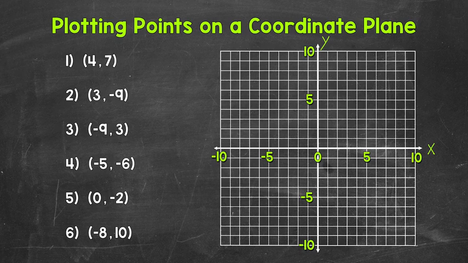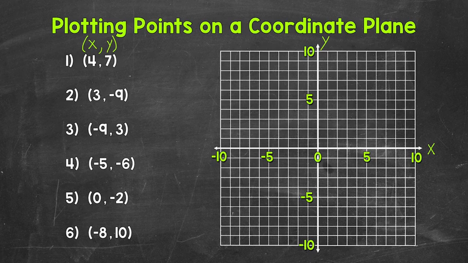Let's jump into our examples, starting with number 1, where we have the coordinates 4, 7. So this is our ordered pair for number 1. Remember, the x-coordinate always comes first, and then the y-coordinate always comes second. So 4 is the x-coordinate, and then 7 is the y-coordinate. And if you forget that order, just think ABC order. X comes before Y.